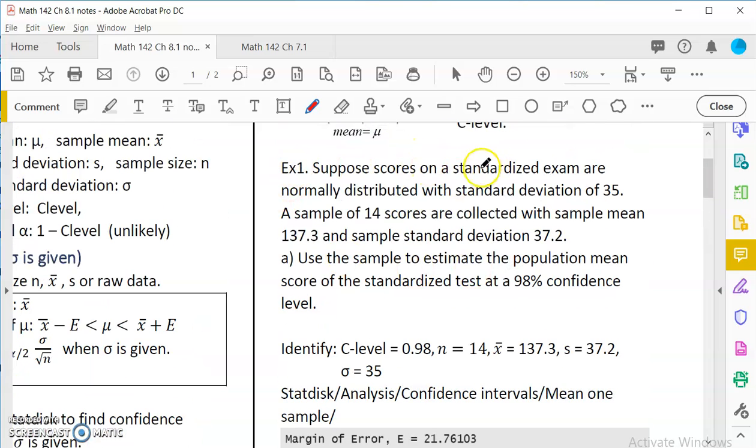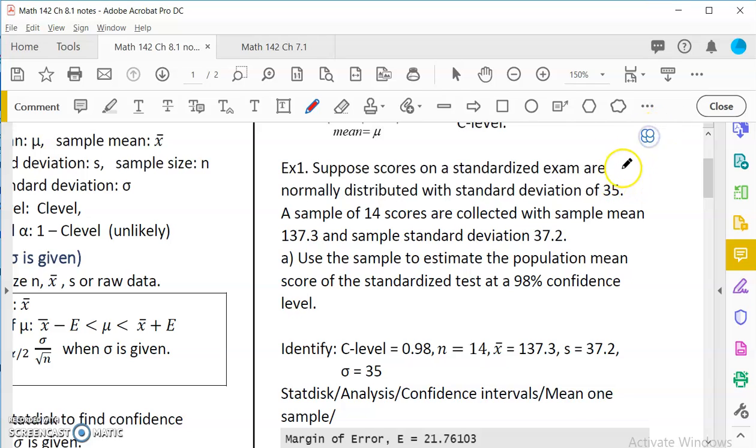So suppose scores on a standardized exam are normally distributed. So we're talking about a standardized exam score. We don't know the mean, but we know the standard deviation is 35. Usually in 8.1, only in 8.1, they will give you sigma, which is the population standard deviation.